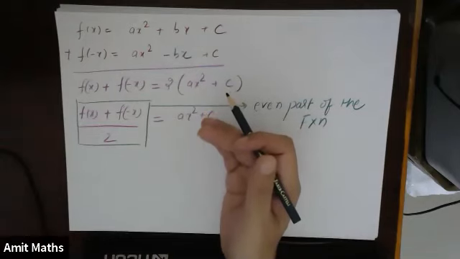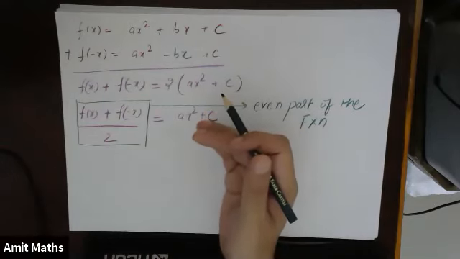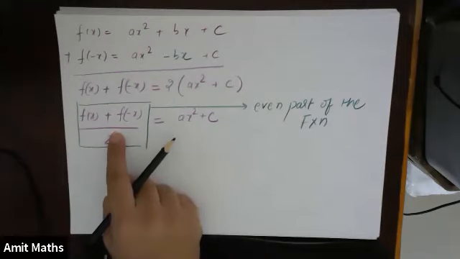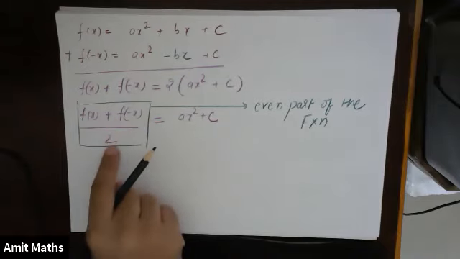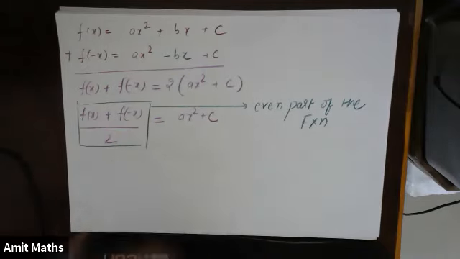Even for the perfectly even function, this will satisfy. Suppose x square plus x square will give you 2x square by 2, again x square. So it will give you the even part.